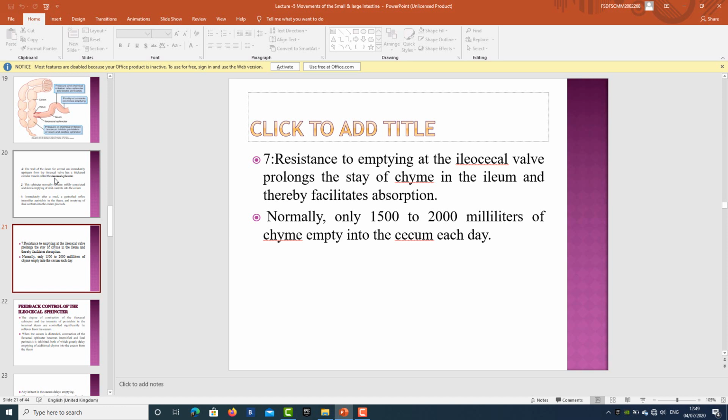Resistance to emptying at the ileocecal valve prolongs the stay of chyme in the ileum and thereby facilitates absorption. And normally only 1500 to 2000 ml of chyme is going to empty into the cecum each day.